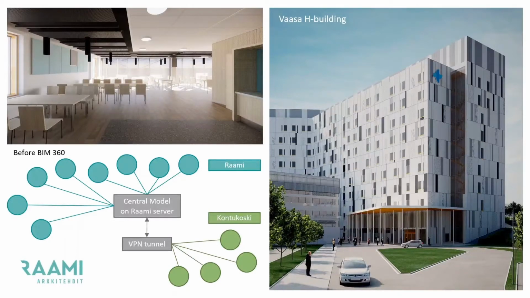Yeah. So that's the setup that you had before, a central model, and you gave access to those other architects through a VPN tunnel. And interestingly enough, that's what we saw in the poll as well from the audience, that a lot of people are indeed using that same concept, a central file on a shared drive and then a VPN tunnel to others.